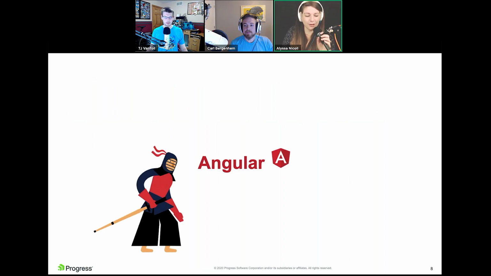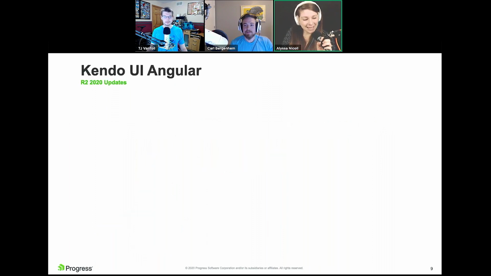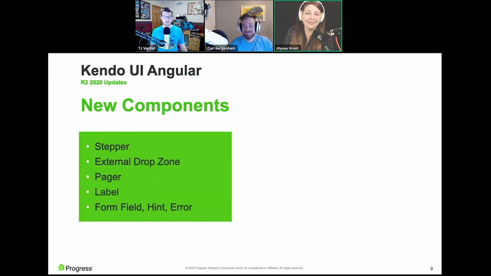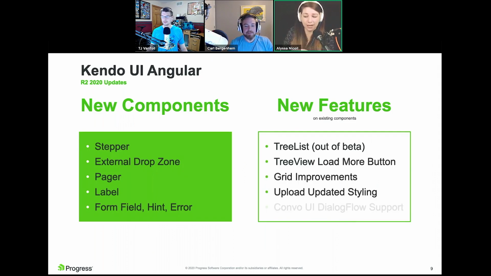But without further ado, let us dive into the highlights for R2 for Angular Kendo UI. So as seen before, there are a million new components. A million, yes, I exaggerate. And we also have new features that were added to existing components.